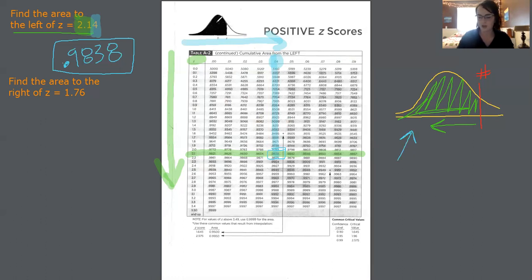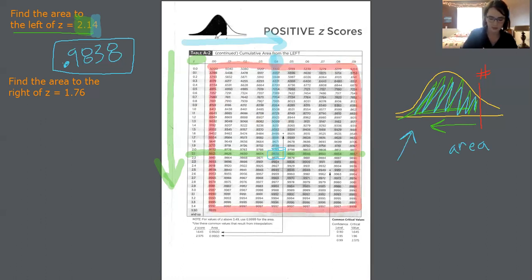Hopefully you said that this number is area. Because remember, the numbers in the body of the table, grab a highlighter, these numbers all in here are area. And the side row and column are your z-values.